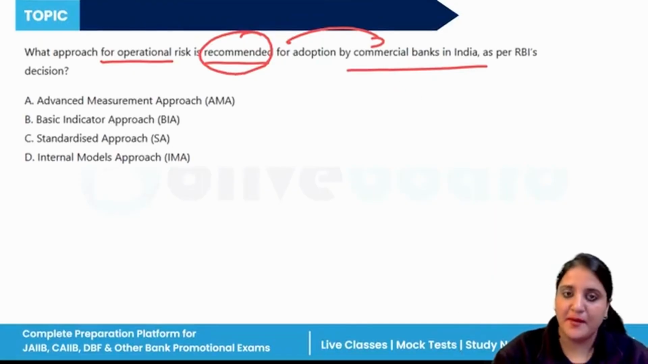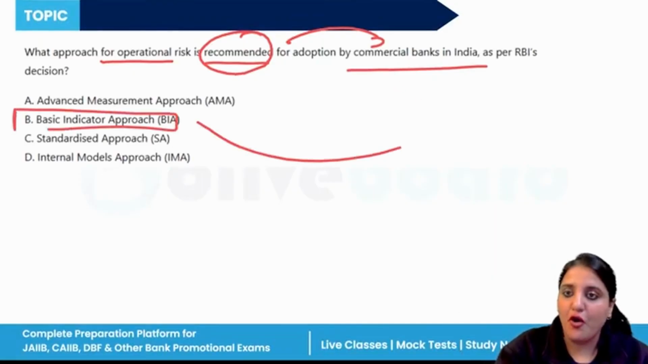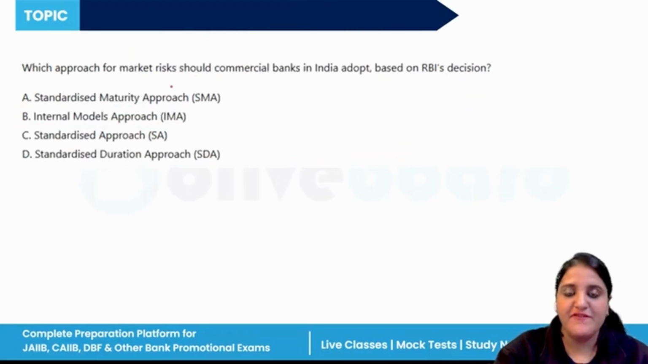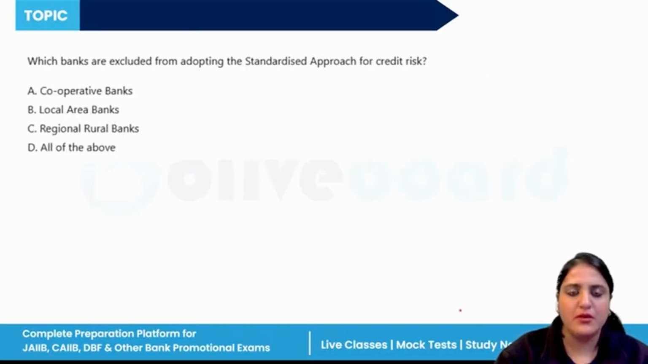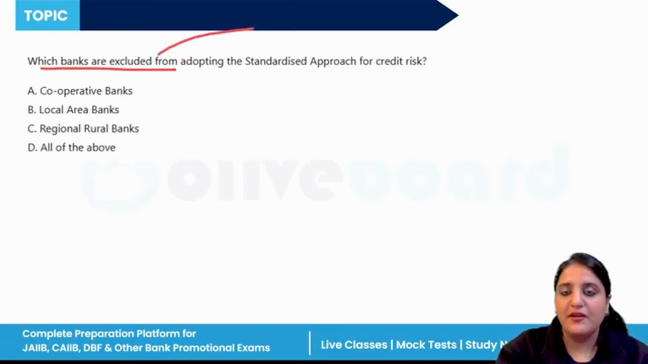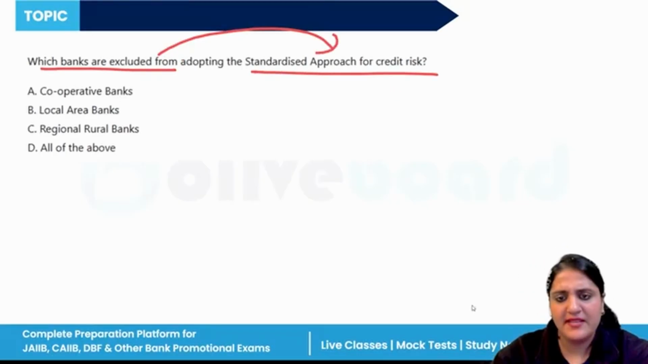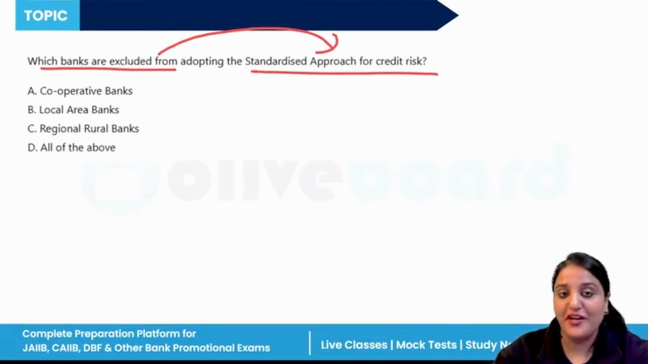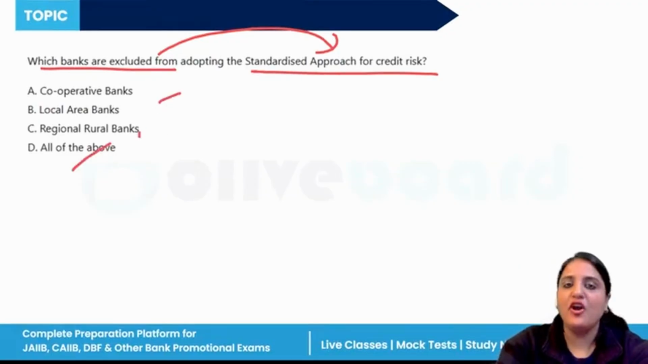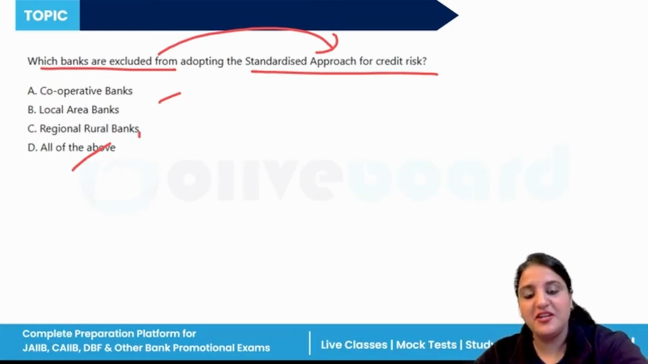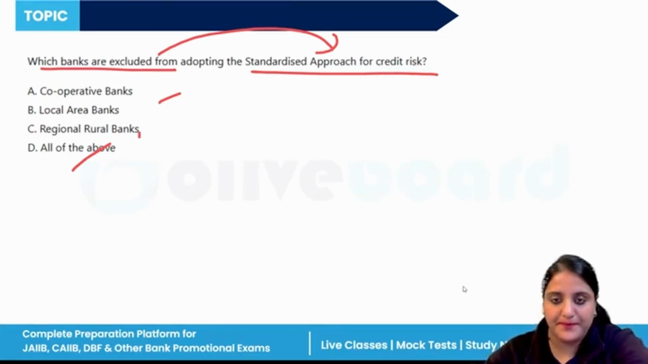RBI recommends the simple approach for the operational risk, right? Which approach? This is repeated. Okay. Which banks are excluded from adopting the standardized approach for credit risk? I told you that we covered all the commercial banks, right? Commercial banks are covered apart from this. Cooperative banks, all of the above is the answer. Local area banks and regional rural banks are excluded.